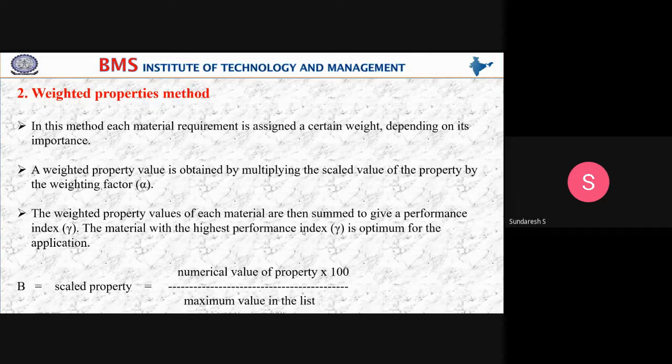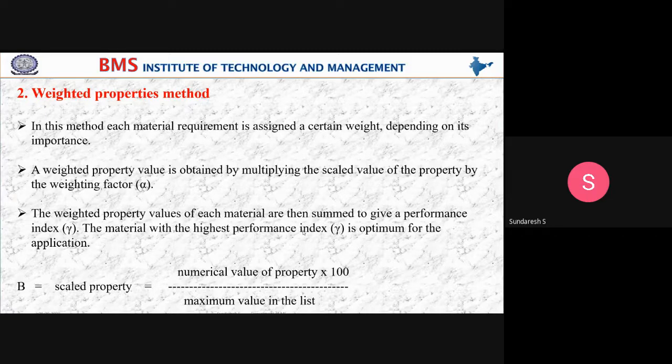So basically in this method, each material requirement is assigned a certain weight depending upon its importance. So the first method was the cost per unit property method. The second method is the weighted properties method. So what we do here is we list out certain materials. Out of those materials, which is the most important? That is given 100% weightage, and relatively the other weightages will be given for the other materials also. So different materials will be there. You select them and assign a certain weight to those materials depending upon their importance.